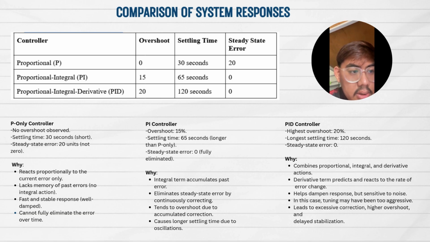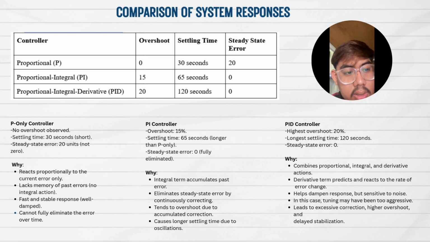So for the PI controller, overshoot 15%, settling time 65 seconds, longer than P only. Then steady state error is 0. That's why the integral term accumulates past error, then eliminates steady state error by continuous correcting. It tends to overshoot due to accumulated correction, and finally causes longer settling time due to oscillation.